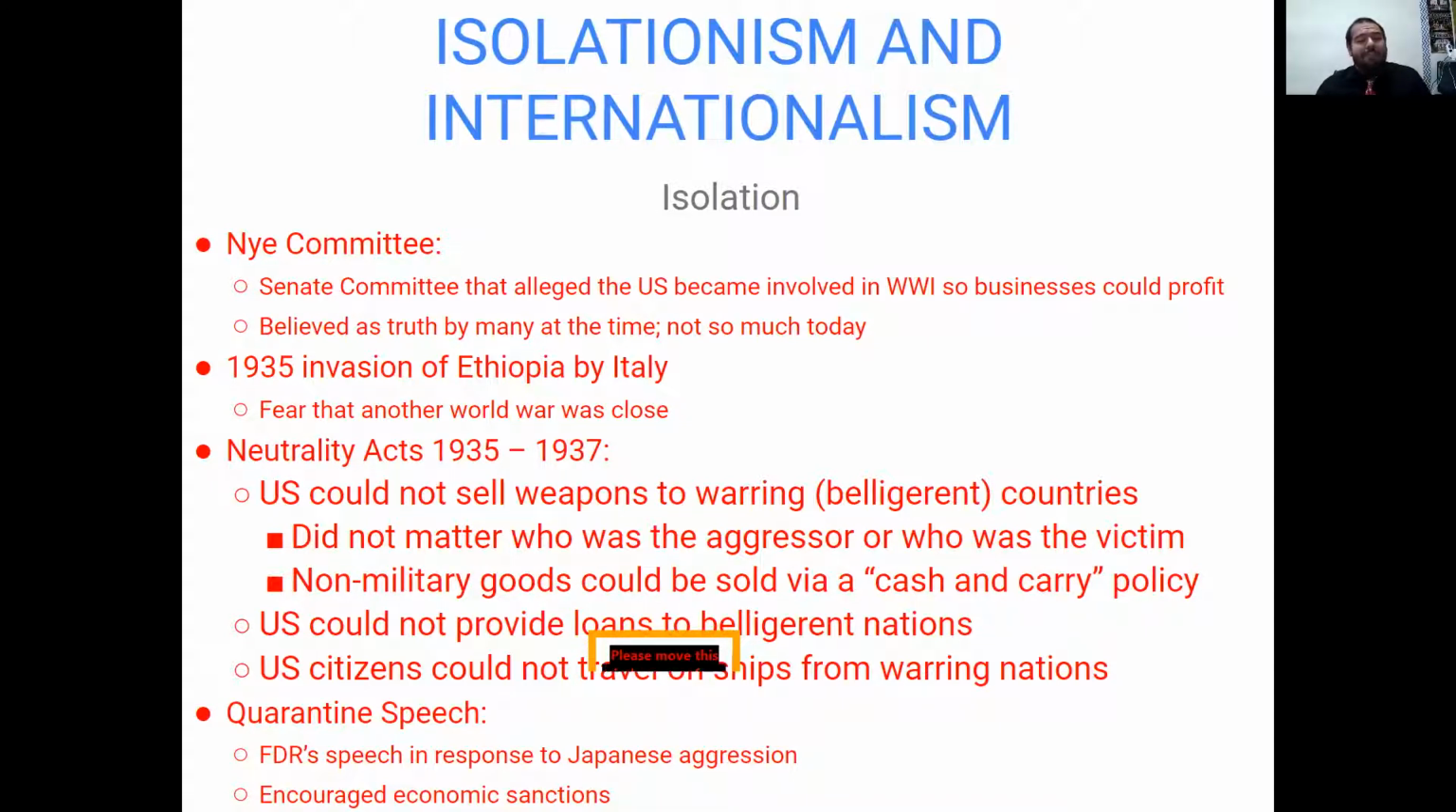So you have this Nye Committee, a Senate committee that alleged the U.S. became involved in World War I so businesses could profit. It was believed as truth by many at the time, not so much today.